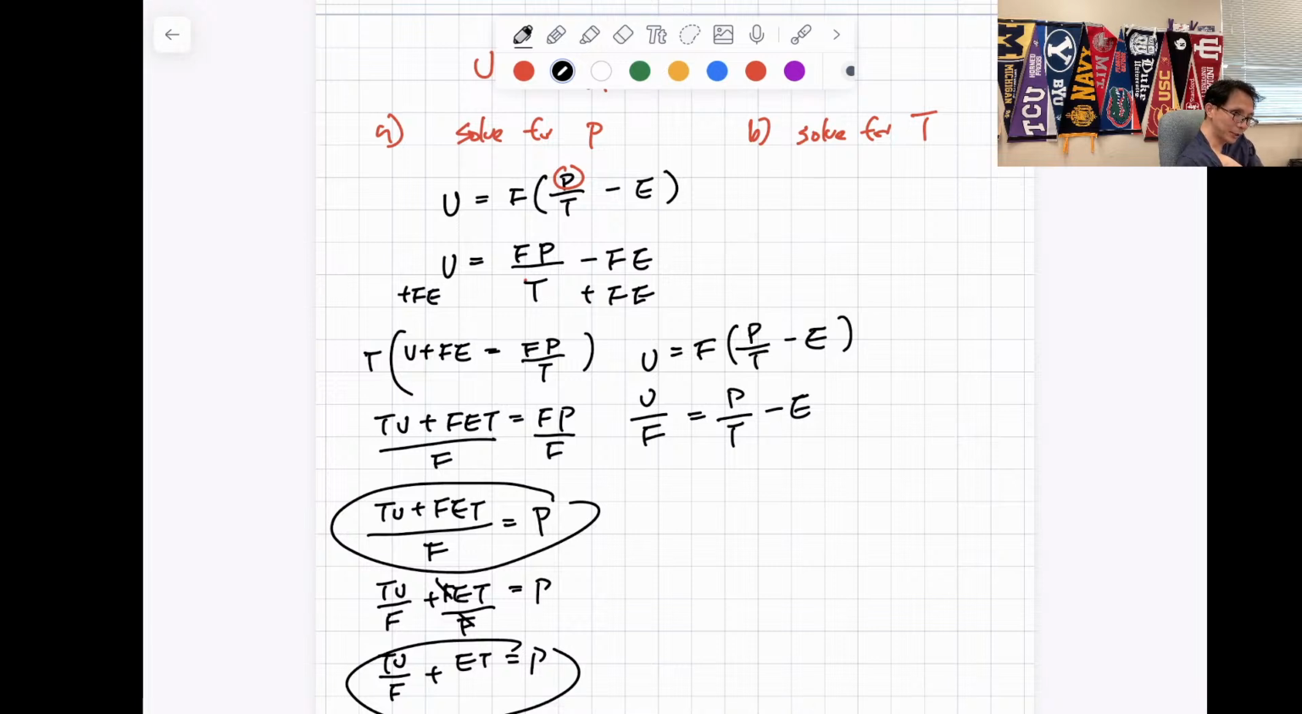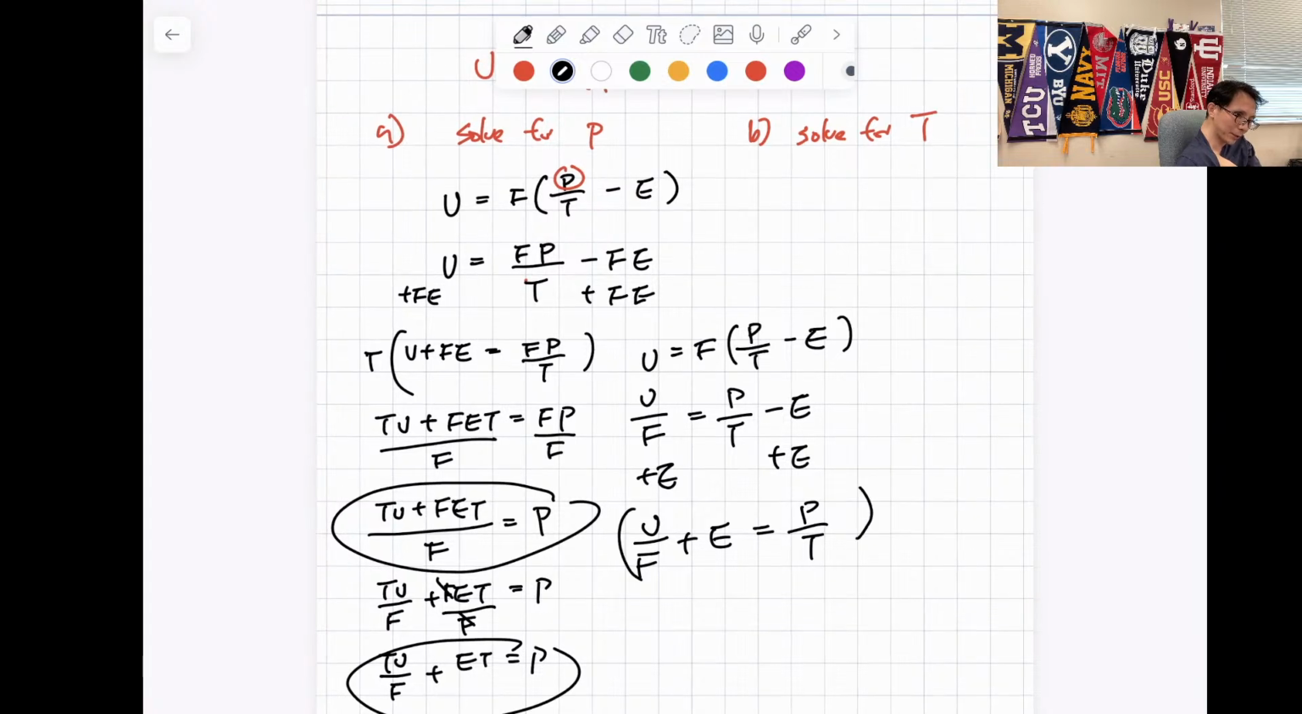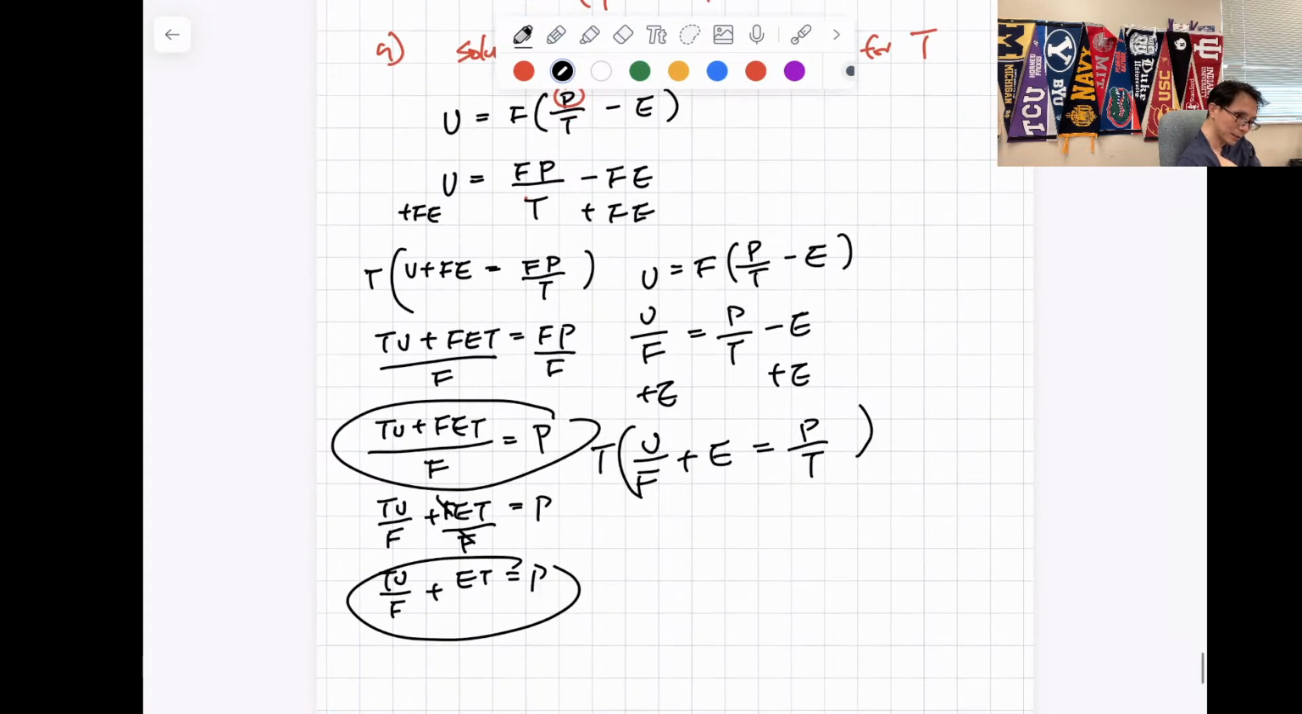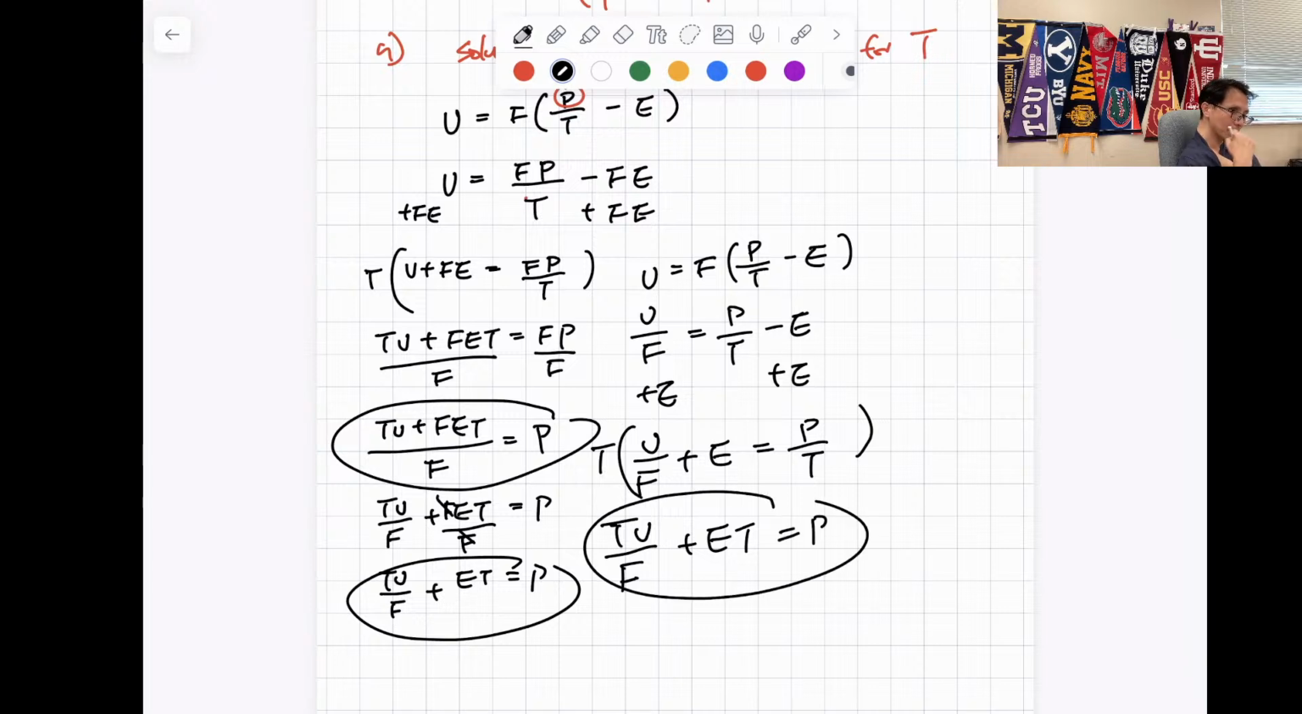And then you can move the E to the other side, so we add E on both sides. So it'll be U over F plus E equal to PT. Then I multiply T on both sides. Then that's going to be Tu over F plus ET. And that's the same answer as this one, but they don't get this answer. So more likely the answer key is going to be this answer. And there's a reason why.